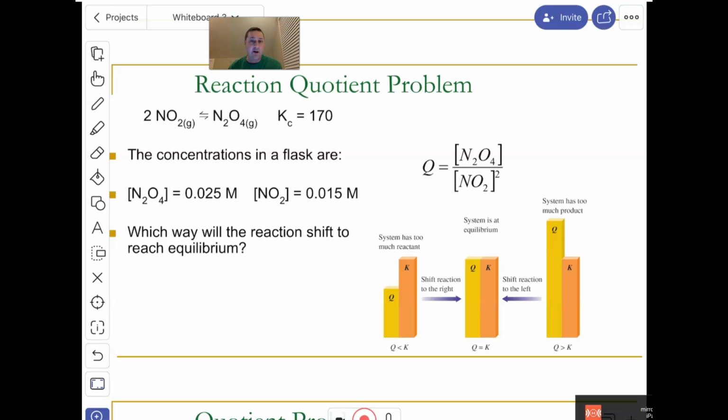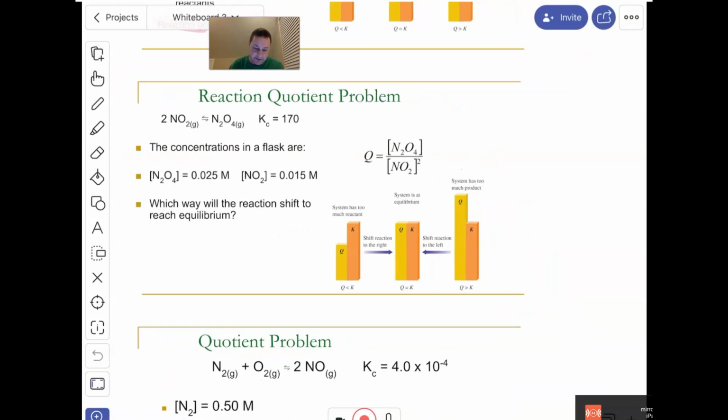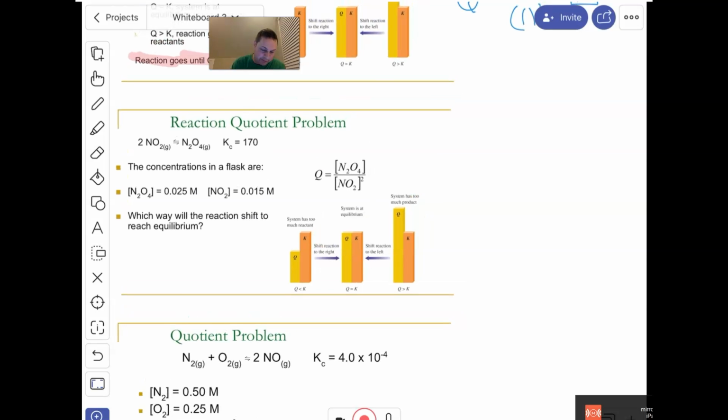All right, I hope you paused. I hope you tried it out because we're going to try it. Let's figure out what we got. I'm going to first plug these values into my reaction quotient expression, or pseudo equilibrium expression, whatever you want to refer to it as. The top number is 0.025. The bottom number for NO2 is 0.015. I do have to remember to square it. So let's see what my reaction quotient is. I'm going to pause the video because I feel like using a calculator real quick.